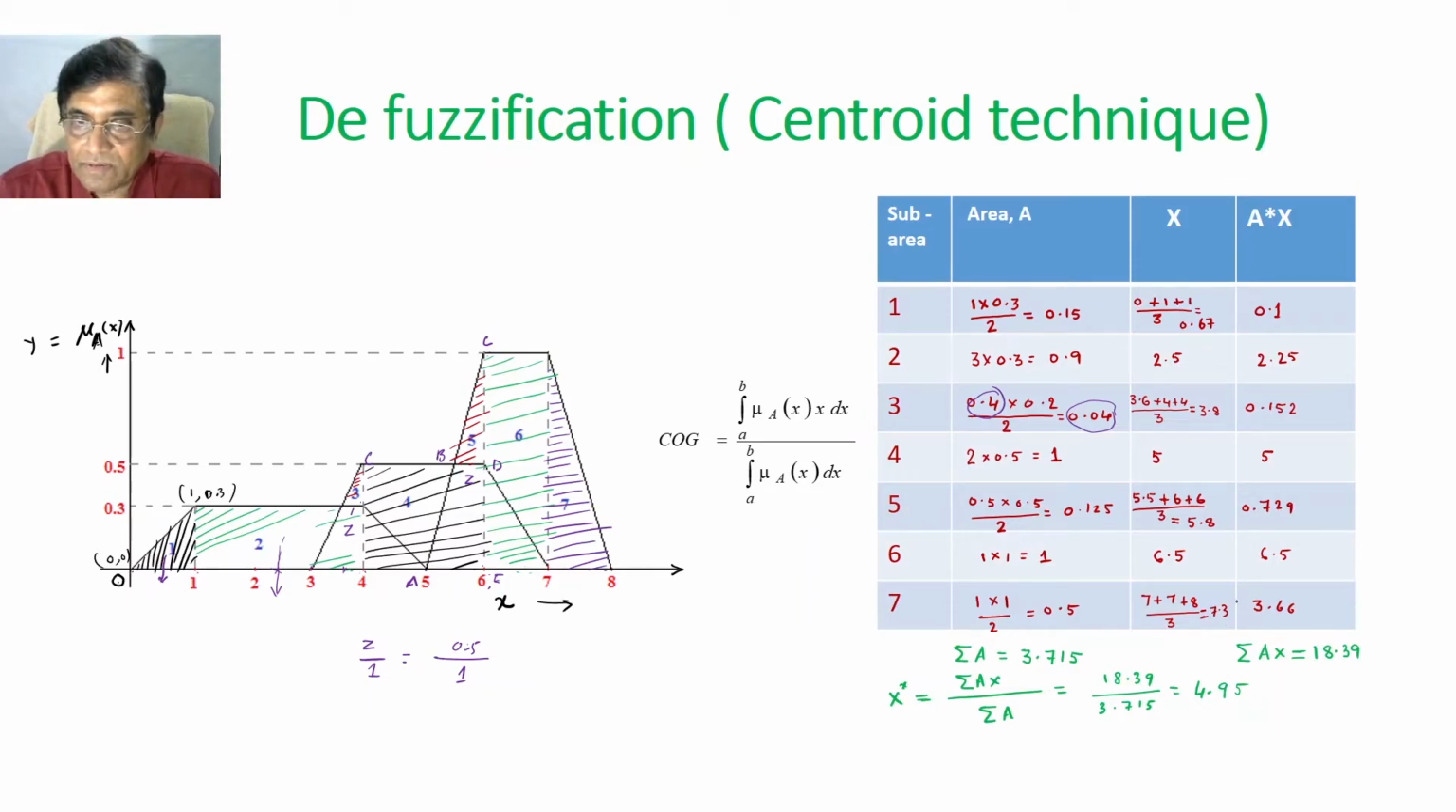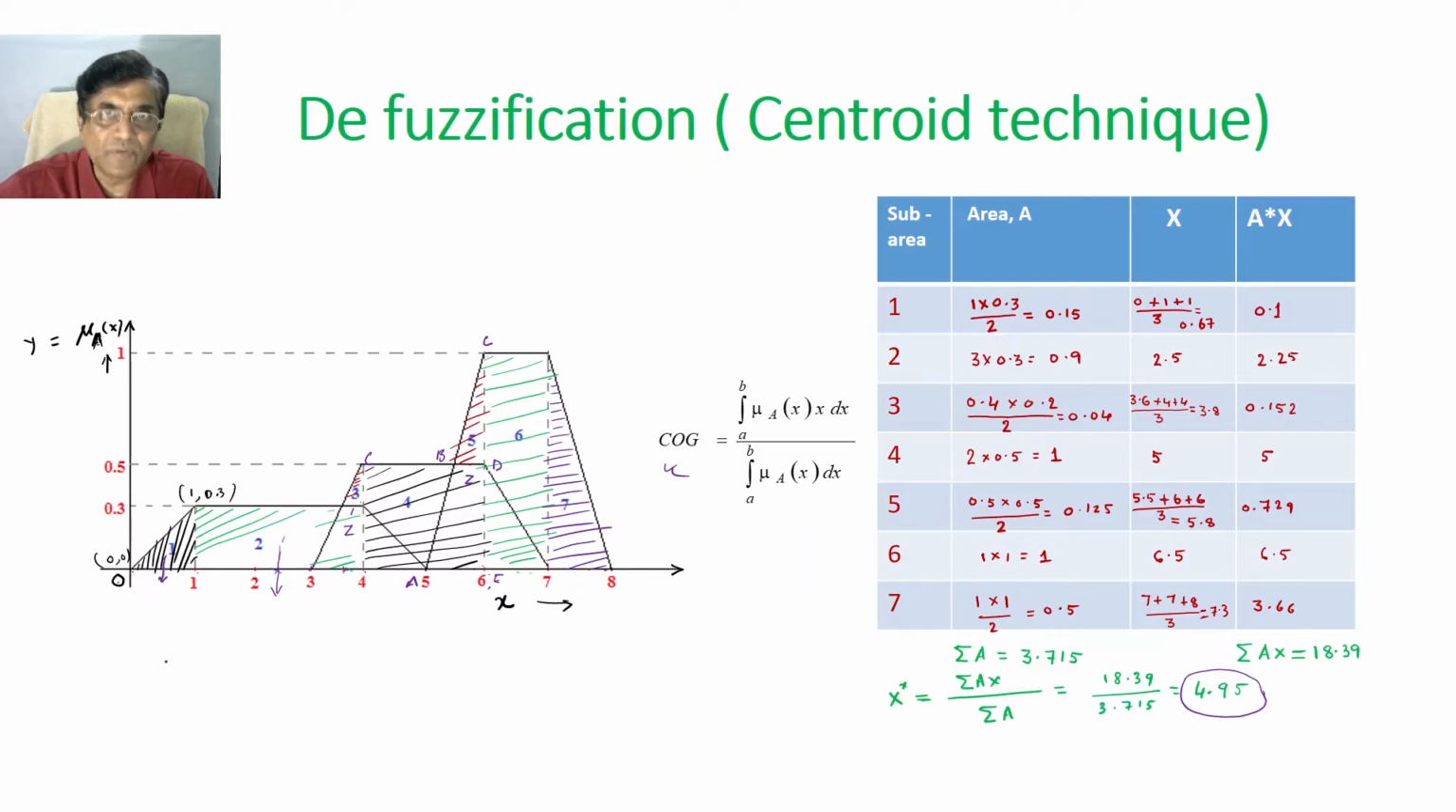So you have got, so you can just add them together. So summation of area is 3.7, summation of moment of the area, that is A into x, equals 18.39, and then by the center of gravity rule, you can figure out this divided by this. So you got a very crisp value, 4.95. Okay. So if there is any mistake here, you have got the logic. So please do it yourself with pen and paper. So this is your centroid method.